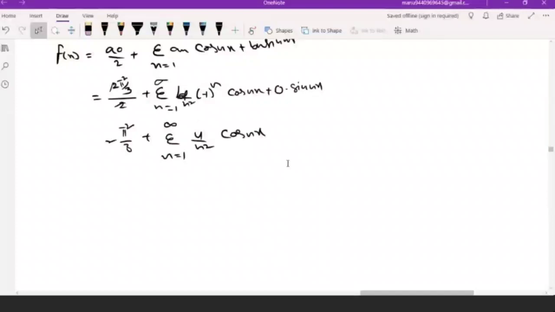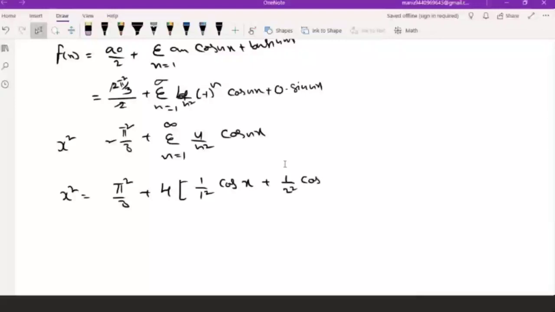So what is your f of x? f of x is equal to x square. So if you are substituting n is equal to 1, 2, 3, 4, 5, so 1 to infinity, now that is pi square by 3 plus we are removing the 4 of 1 by 1 square cos x plus 1 by 2 square cos 2x plus 1 by 3 square cos 3x plus and so on.